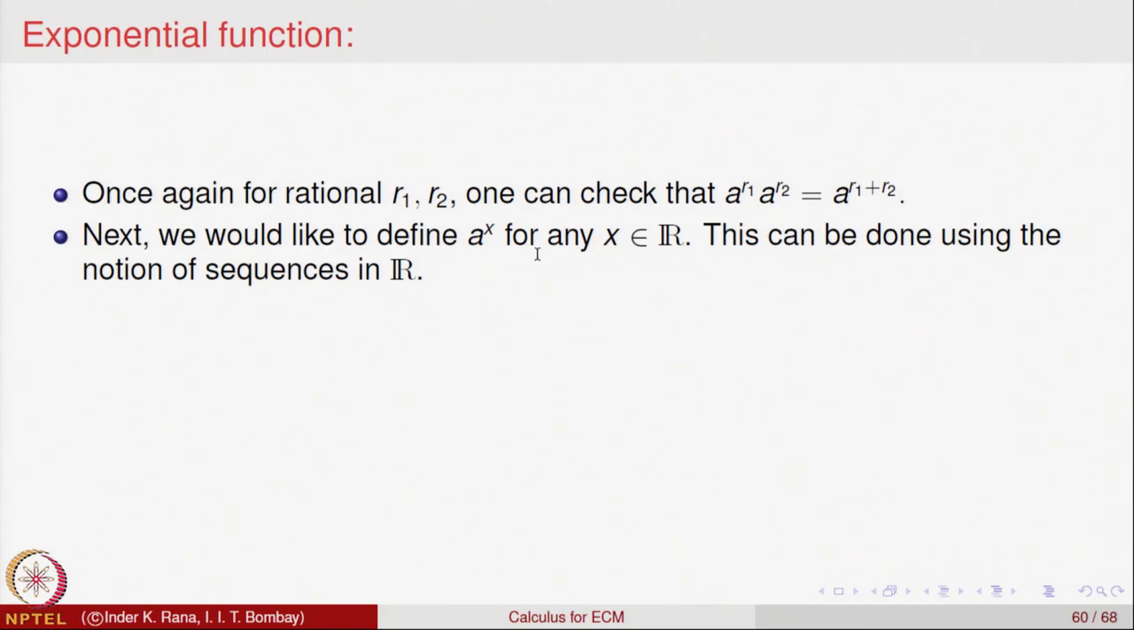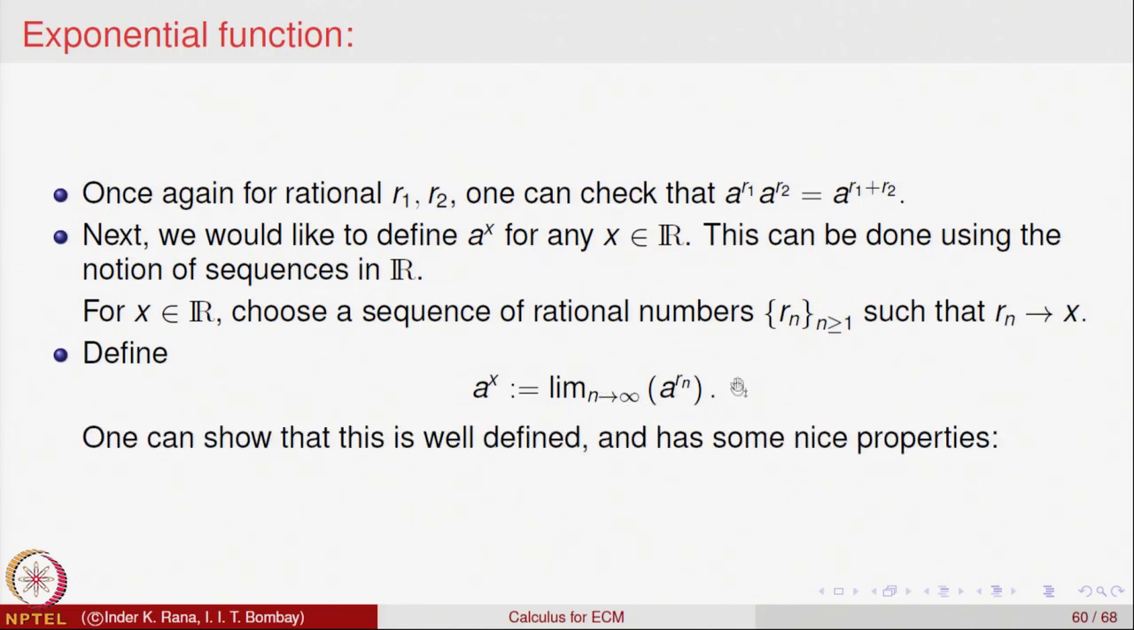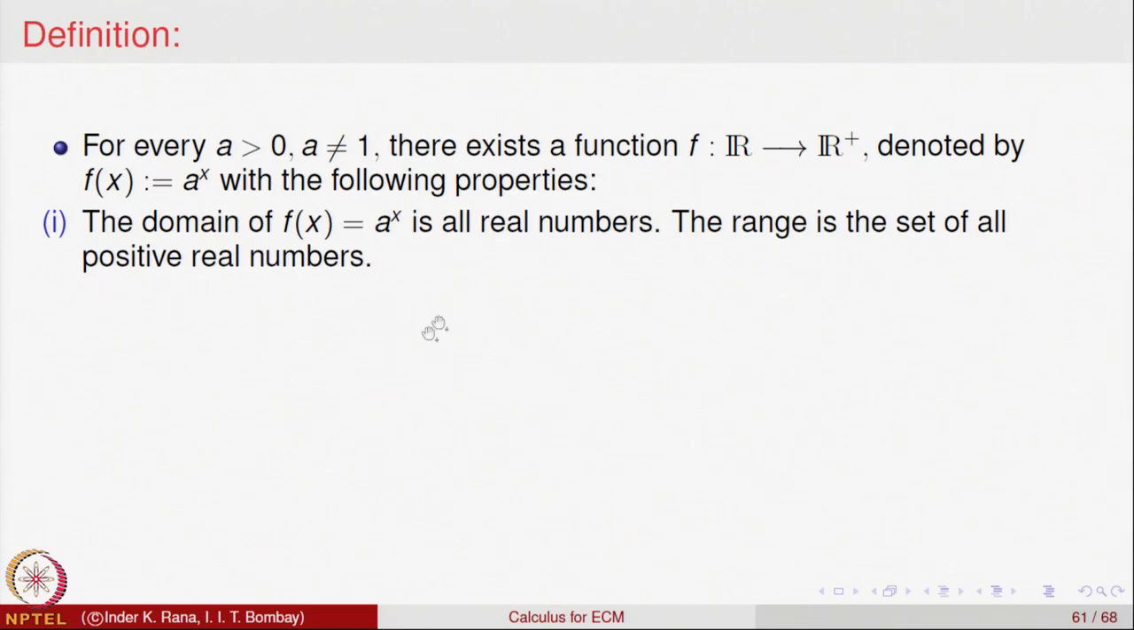For any real number x, if you want to define a raised to power x, this can be done using the notion of sequences. Given a real number x, we take any sequence of rational numbers r_n which converges to it. Such sequences exist, that is called the denseness property of rational numbers, and then a raised to power r_n is defined. So, we take the limit of that. Again, it needs to be shown mathematically that this limit will always exist, and it will be unique and so on. So, a raised to power x can be defined, and one can prove it has nice properties similar to that of the earlier one, rationals.